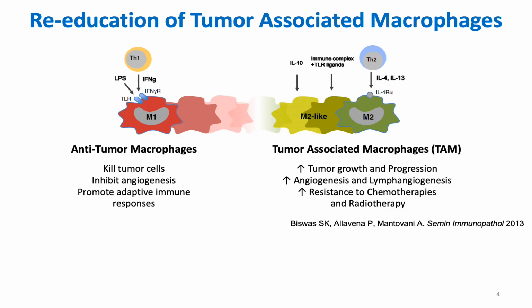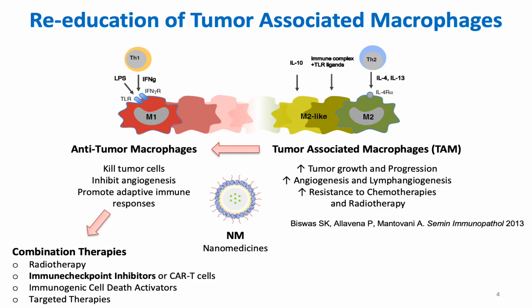So we have decided to work on the development of nanomedicines to re-educate tumor-associated macrophages towards M1-like antitumor effectors. With a lot of interest, these antitumor macrophages are very interesting for combination therapies with radiotherapy, immune checkpoint inhibitors, CAR T cells, immunogenic cell death activators, or targeted therapies.